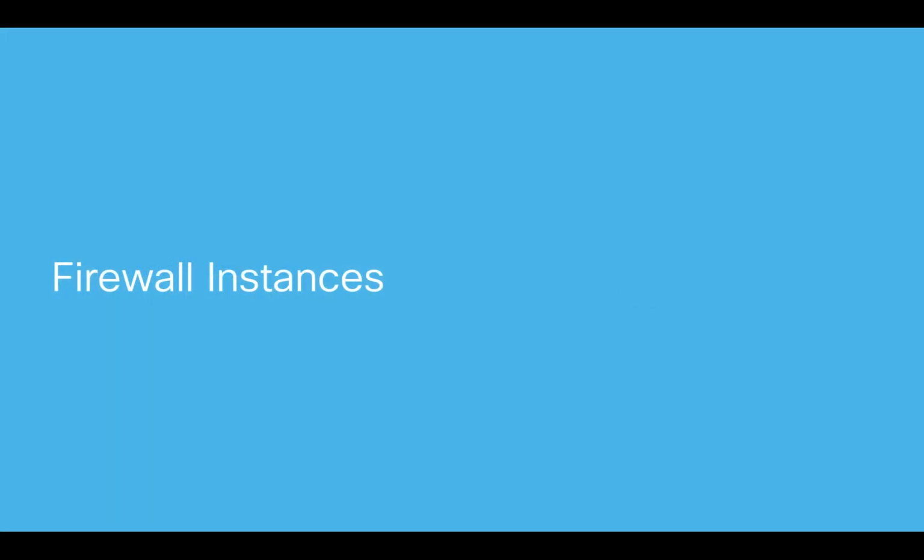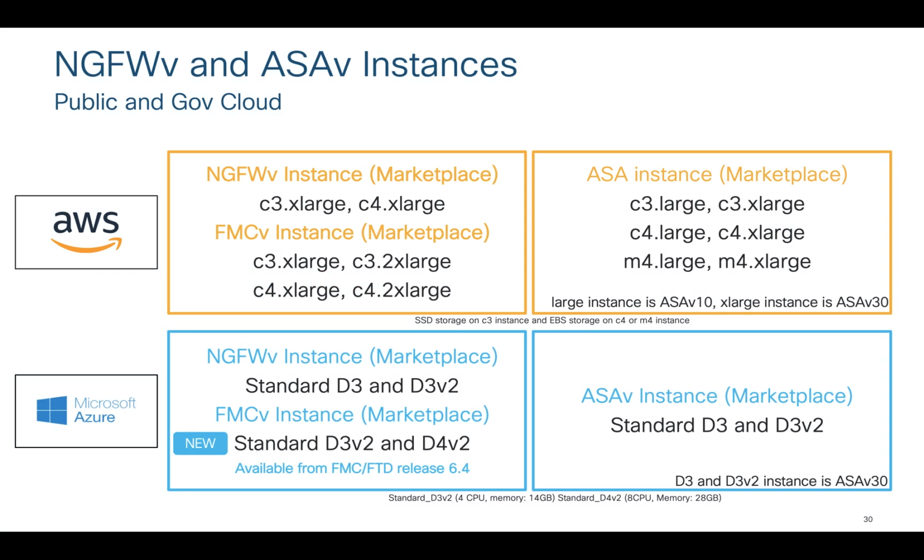Now let's talk about the different firewall instances that we have. We have Next Generation Firewall available in Amazon Web Services. We have C3, C4 instances. For management, we also have a 2XL instance. If you want to manage multiple firewalls, we suggest you go with a bigger instance. And recently in the 6.4 release, we have added support for FMC in Azure as well. For FMC in Azure, we have Standard D3 and D3 v2 instances, so we cover almost all the regions across the globe.